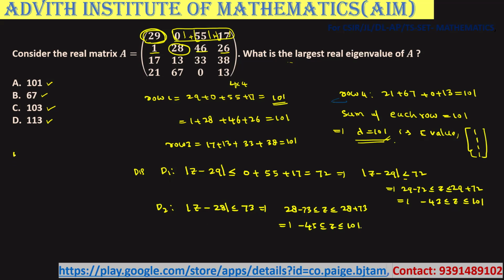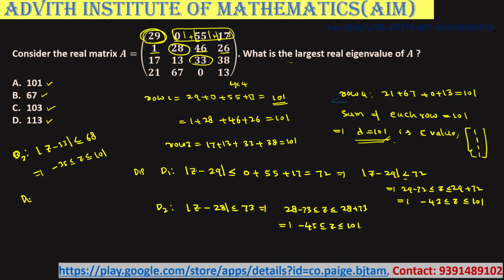What about D3? Disk 3. So D3 equal to z minus 33. Z minus 33 is less than 17 plus 13 is 30, 30 plus 38 is 68. So remove the modulus, 33 minus 68 is minus 35. So minus 35 is less than or equal to z is less than or equal to 33 plus 68, which is 101.